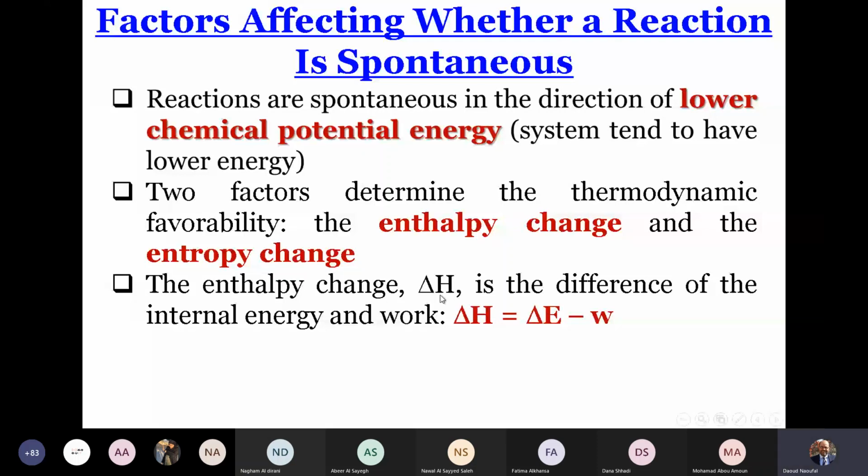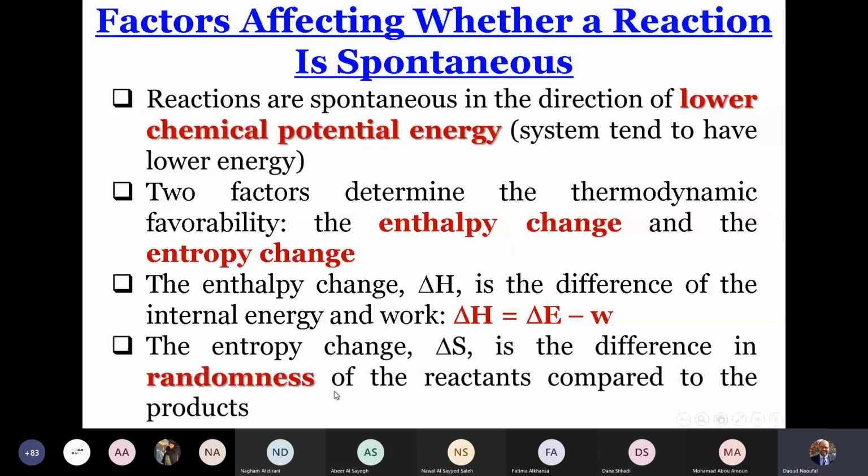The enthalpy change delta H is the difference between the internal energy and the work, and this relation was studied previously. So now, what is the entropy change delta S? The entropy change delta S of a transformation is an indication about the randomness of the reactants compared to the product. What is the meaning of this statement?